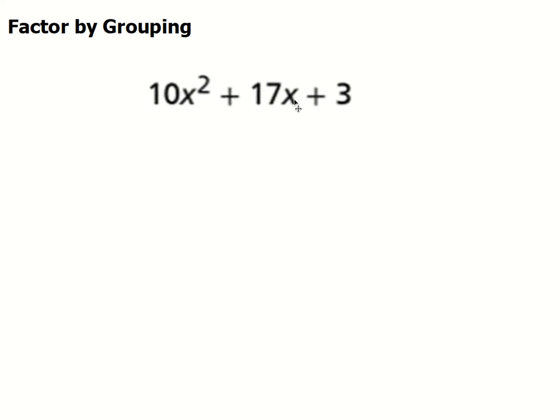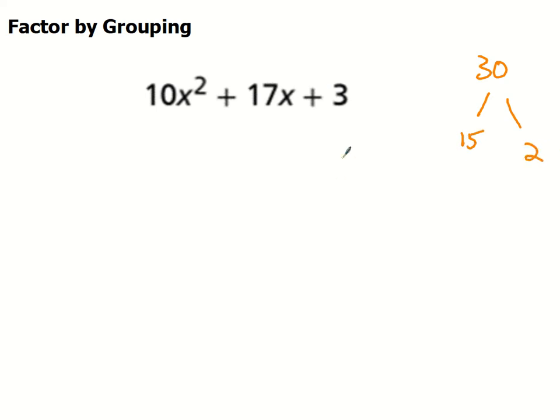I'll move this towards the middle. So I'm going to factor by grouping. So the first thing I need to do is I need to take the a value and I need to multiply it by c. So I'm looking for factors of 30. I'm just going to write off 30 to the side because 10 times 3 is 30. So I need the factors of 30 that are going to add up to 17. Well, that's 15 and 2. So that means I'm splitting up 17x into 15x plus 2x.